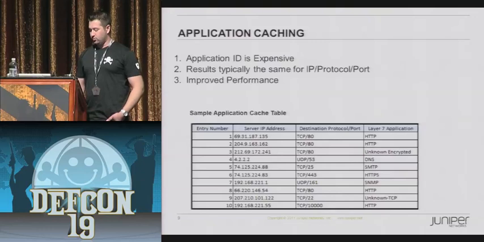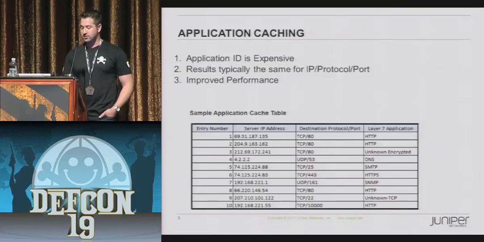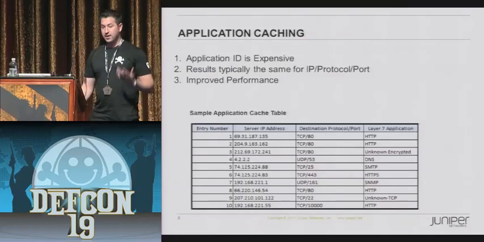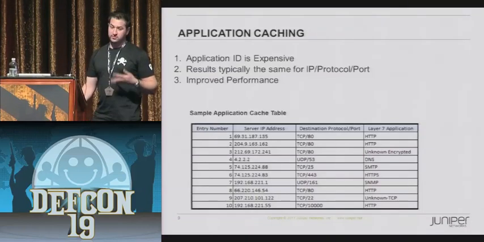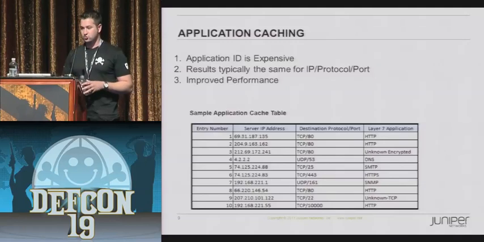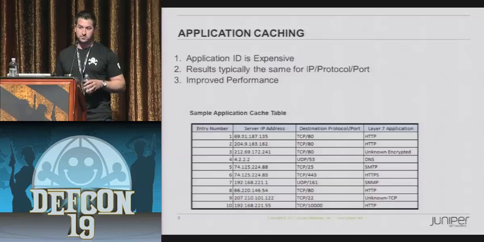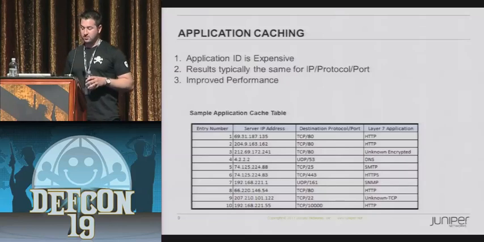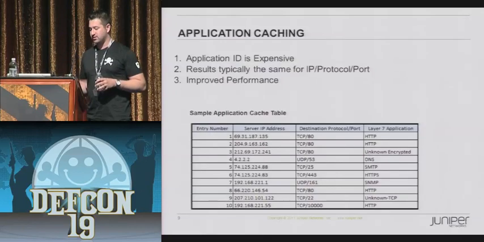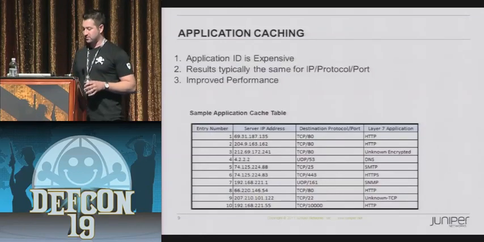One relatively new technique is called application caching, and we'll talk a little bit more about some of the limitations of it. Basically, doing App ID is expensive, or at least a lot more expensive than doing just your traditional layer 3, layer 4 forwarding, stateful firewall. Not as expensive as IPS, but typically you still have to do a lot of pre-processing, and then you have to do the pattern matching.